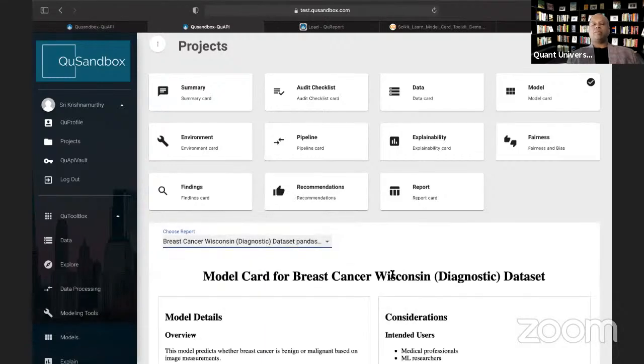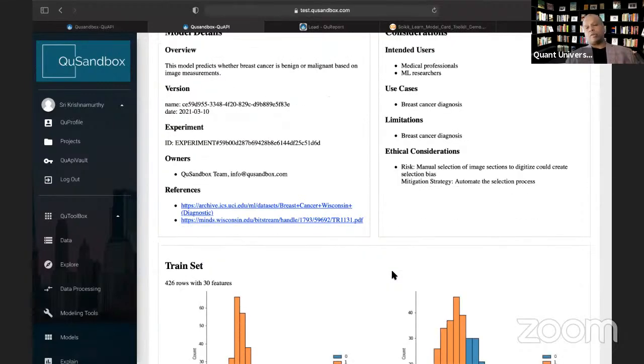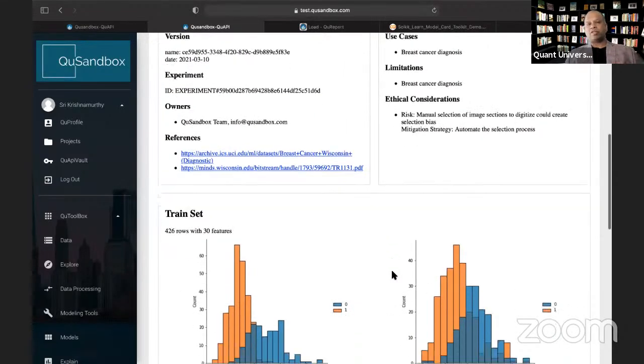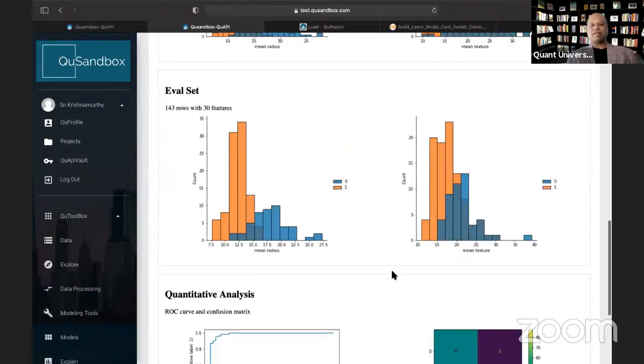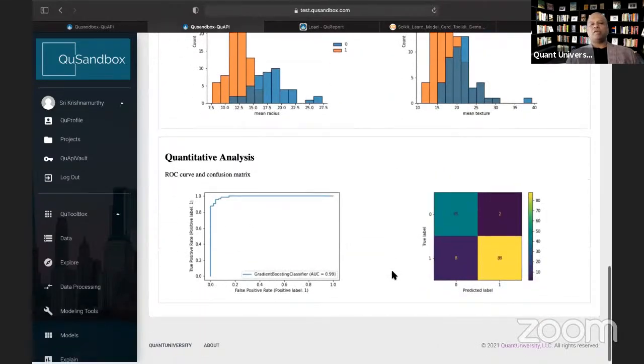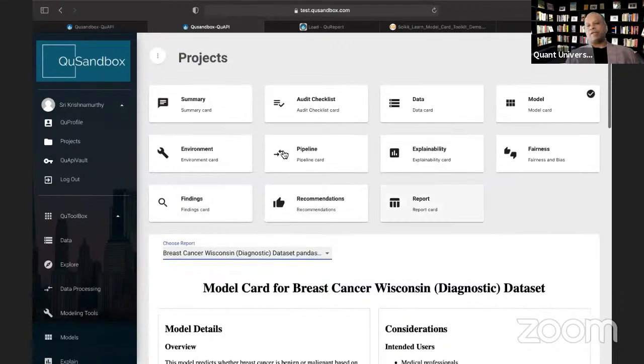And when you look at the report, you can generate this automatically generated model card from Google's specification, but again, it could be customized in whatever way you want. And you can see the training data set, the evaluation data set, some of the ROC curves and the confusion matrices. So it gives the auditor the key data points which could be used for building out their analysis. And they could potentially customize it from there too.